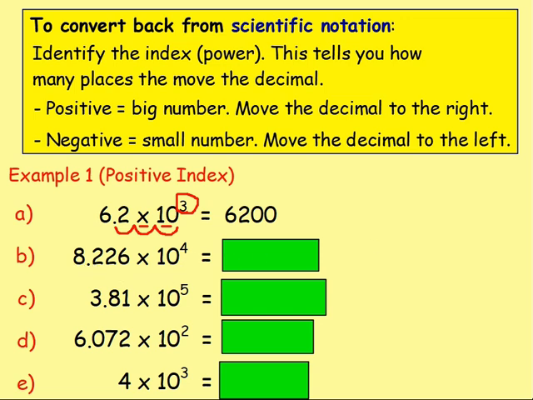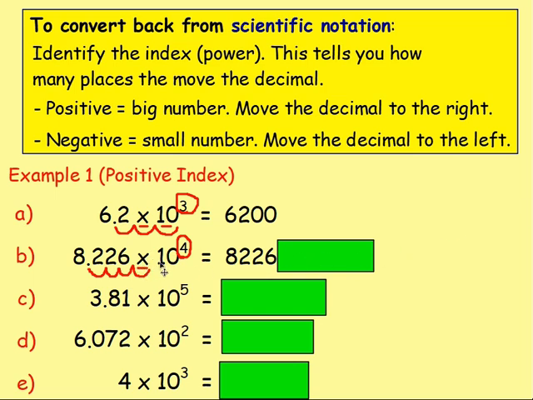8.226 times 10 to the power of 4. Well, the 4 is a positive number, so the decimal moves to the right, and it moves 4 places. So you'd move it 1, 2, 3, 4 places. You do indeed, well done, Krista, which means we would have the 8, then the 2, then the 2, then the 6. So you'd have 8,226, and you can see, Krista, we have this 1 space.